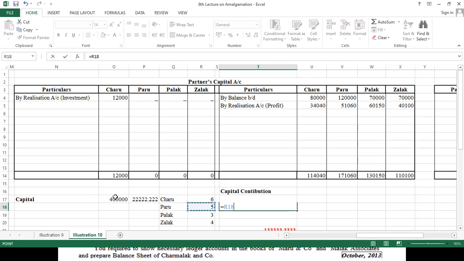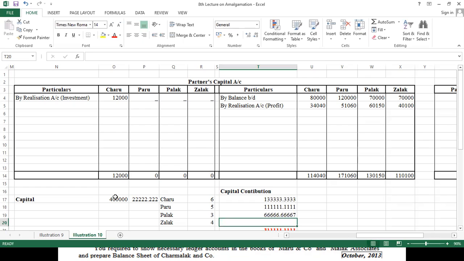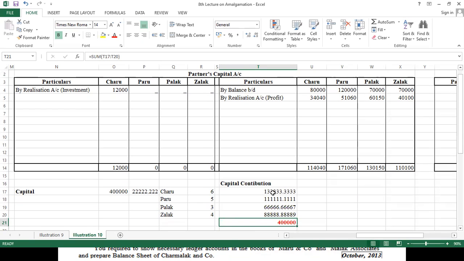Here it will be this particular amount multiplied by this particular amount. Here we got 11,000. Sorry, 1,11,000 some amount multiplied by. So here we got 6,667 and 4 multiplied by. So here we got this thing. So let's reduce the zero, so automatically it will convert. So here we got the amount.